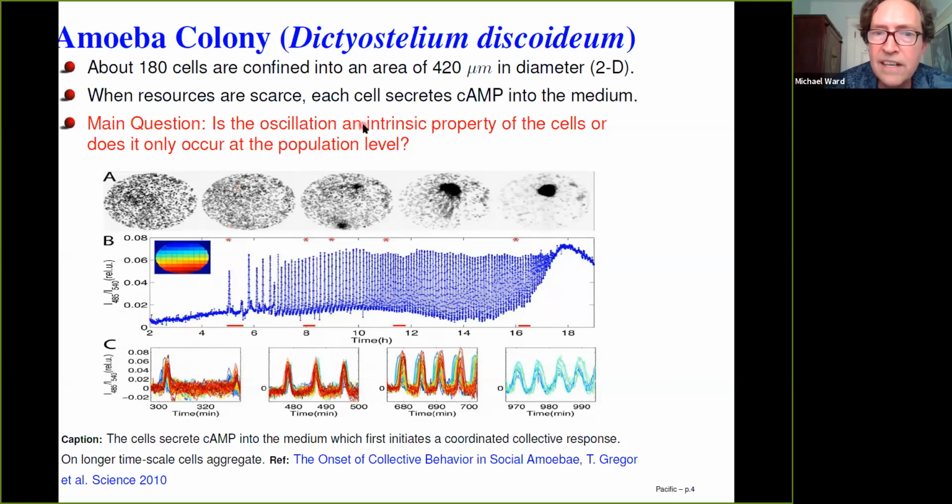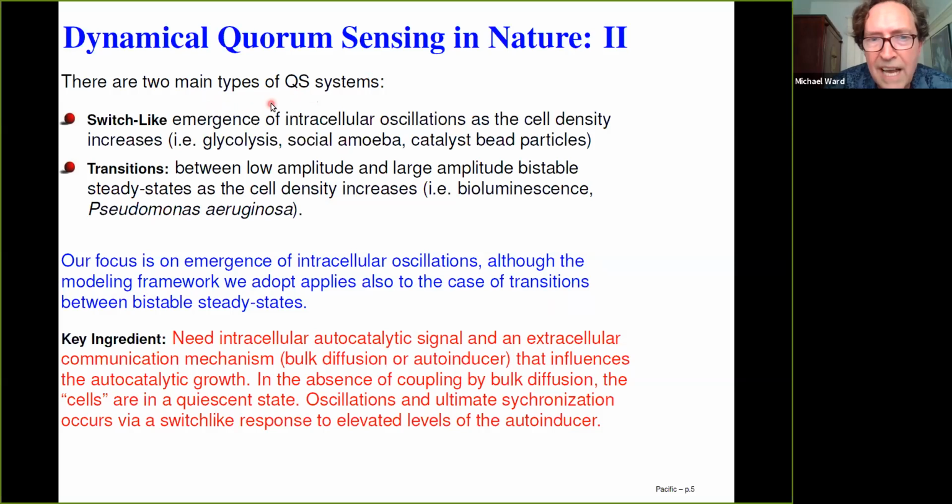So the question here is, is the oscillation an intrinsic property of the cells? In other words, are they oscillating originally and then they collectively synchronize their activities? Or does it only occur at the population level via a switch? As I mentioned, there's two types of quorum sensing systems. Switch-like emergence of intracellular oscillations as density increases, under this kind of group setting. But there's also the transitions between low amplitude and large amplitude bistable states as the cell density increases, and bioluminescence in this human pathogen is an example of that.